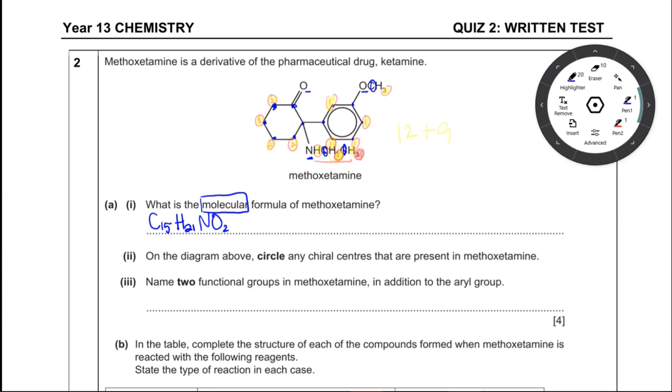Okay, next one. Next one we have on the diagram, circle any chiral center. This one most of you got it correct, so it should be this one. Okay, chiral center.